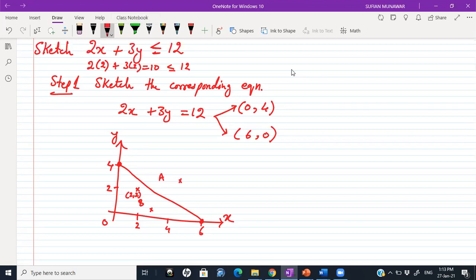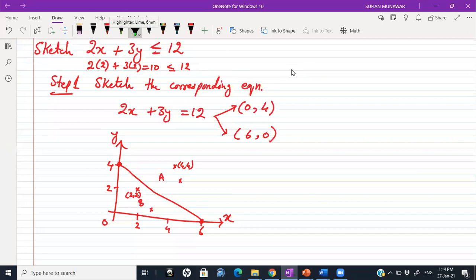If, for example, you took a point above the line, suppose you took (4, 4). When you put this point in this inequality, you will put 4 and 4, 12 and 8, 20. So you will see that the inequality will not be satisfied. If the inequality doesn't satisfy, the opposite side is the true region.